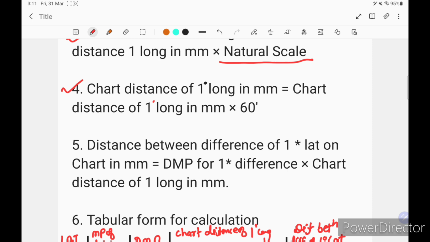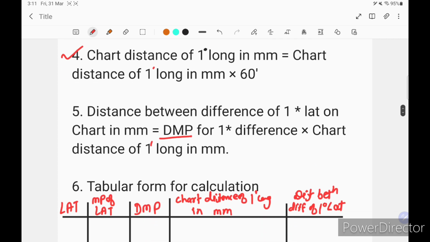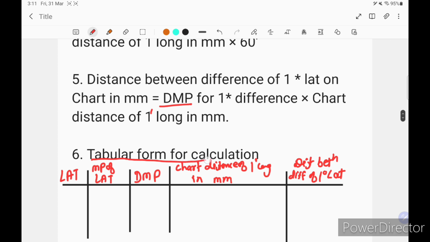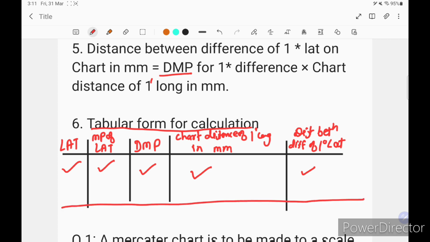Fifth formula: distance between difference of 1 degree latitude on chart in mm is equal to difference in meridional passage for 1 degree difference into chart distance of 1 minute longitude in mm. You must learn these 5 formulas by heart, then make the table for the calculations: latitude, MP of latitude, difference of meridional passage, chart distance of 1 minute longitude in mm, and distance between difference of 1 degree latitudes. If you remember these things, you can easily solve the construction of Mercator and Gnomonic charts.